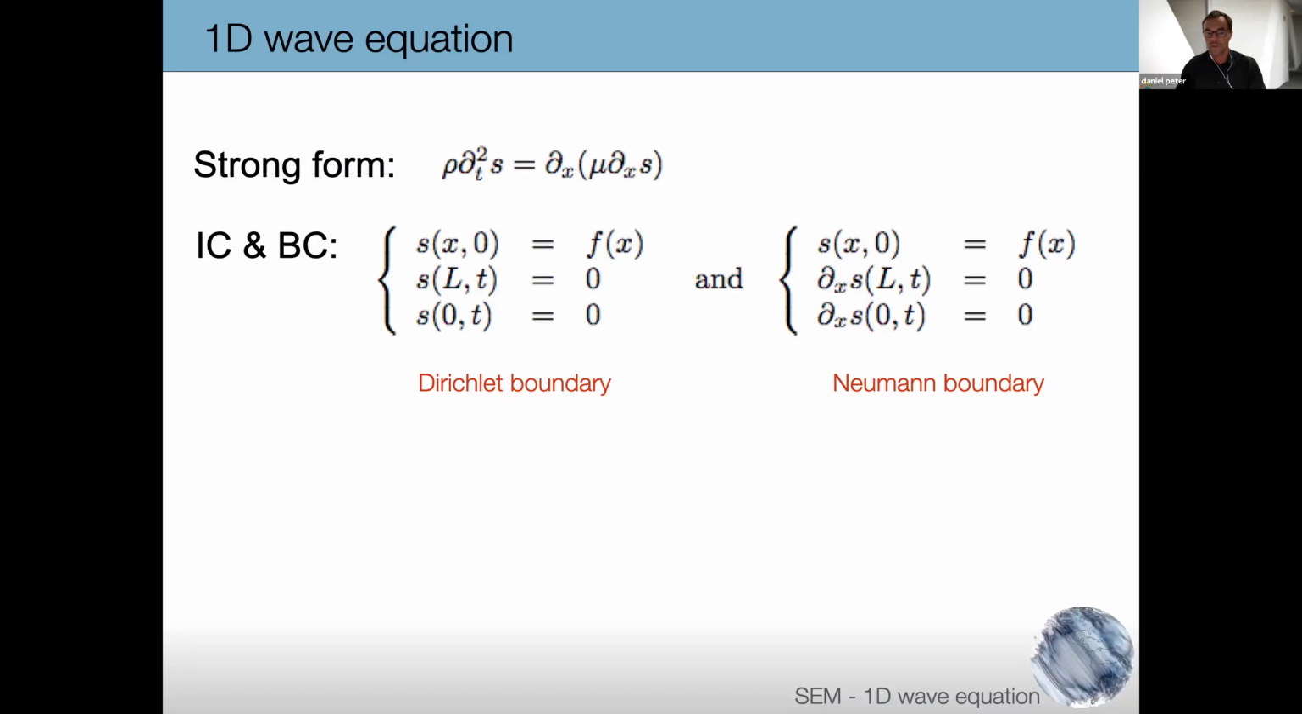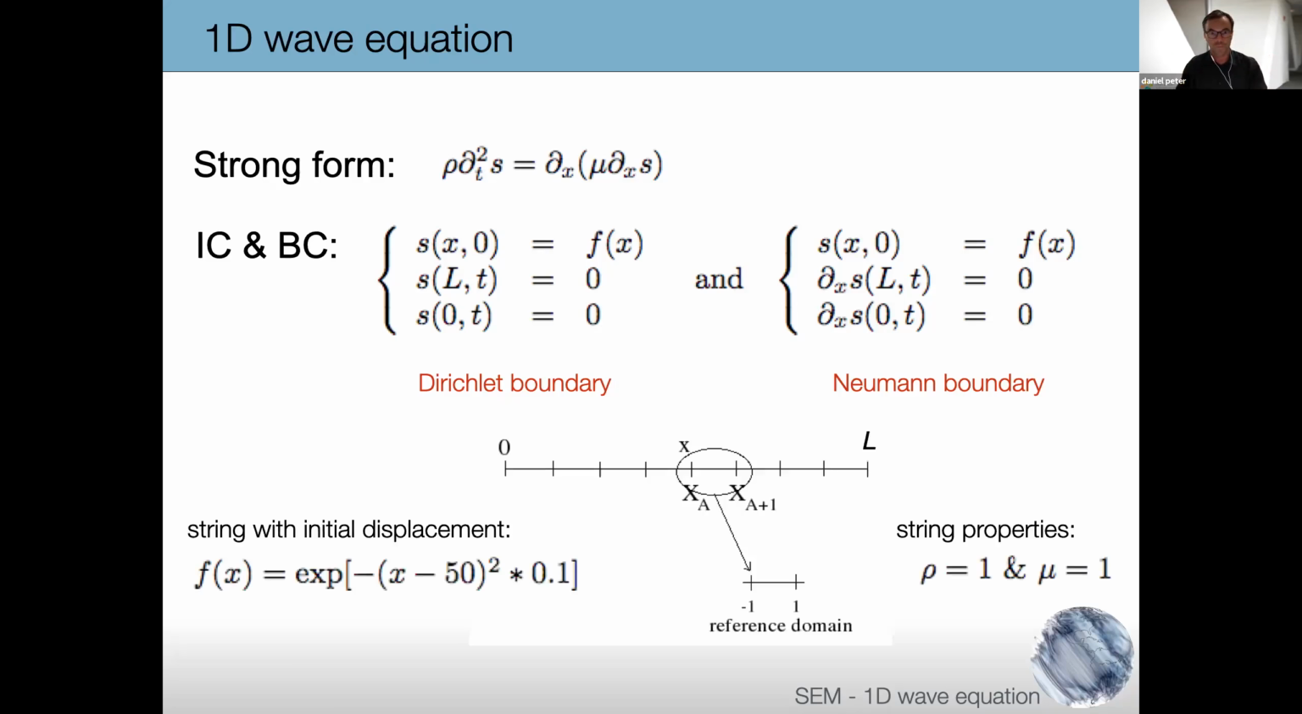That's what we impose for the free surface, for example. And then on the left, you see the Dirichlet boundary, where we just impose what the displacement is. So that's more like the string of a guitar, where we fix the endpoint and then see how a wave would travel along that string. So we use this initial displacement and then just let it go.